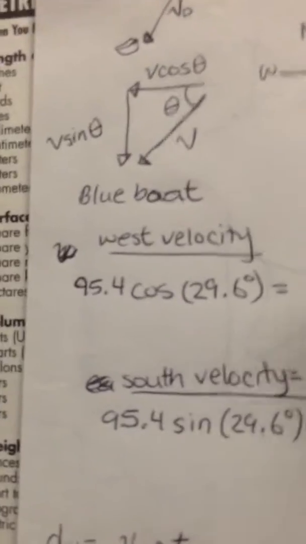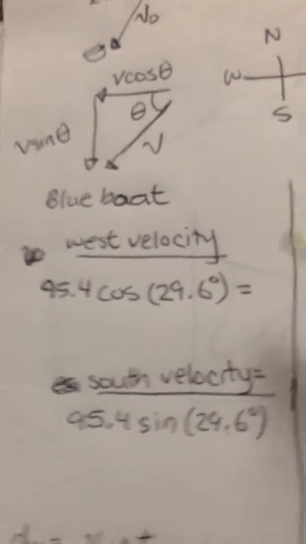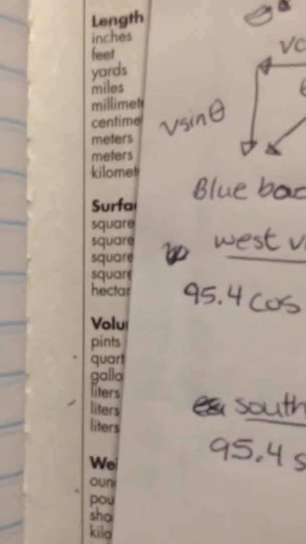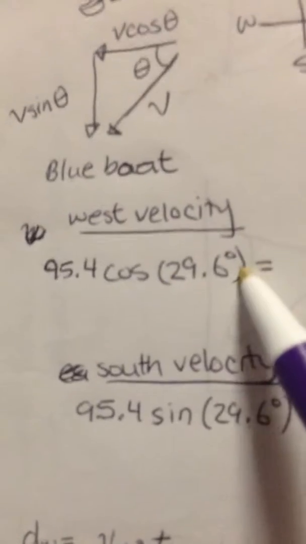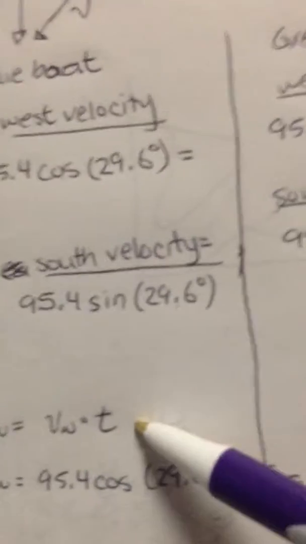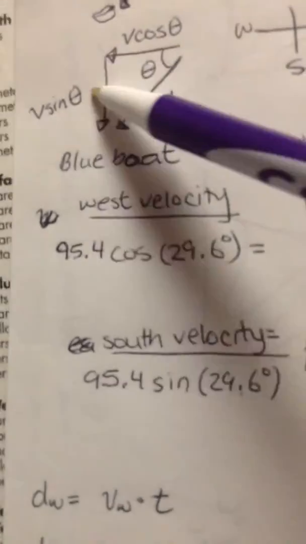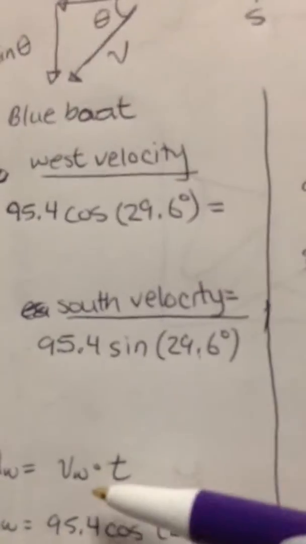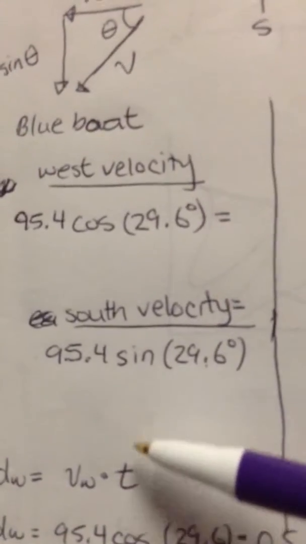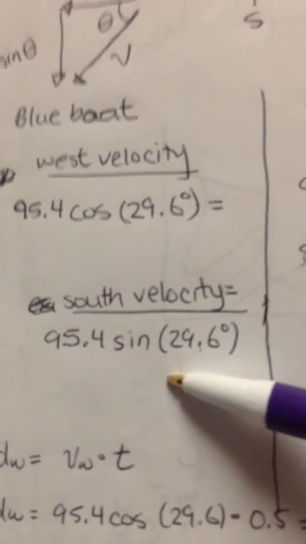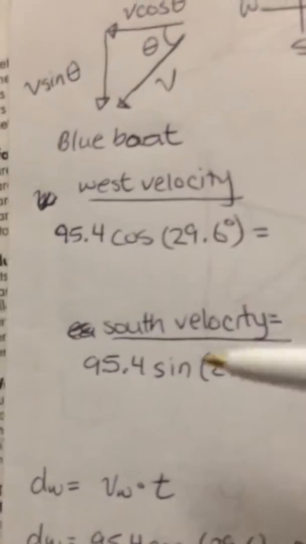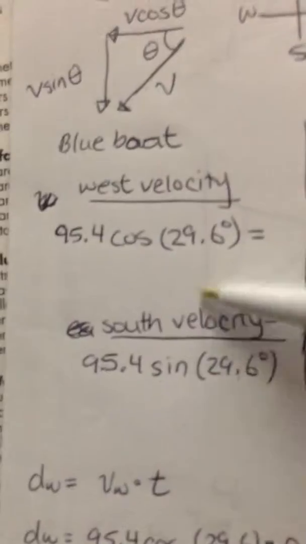Now let's just talk about the blue boat. The blue boat's west velocity, as in the x direction velocity, is the initial velocity times the cosine of theta. So in this case, it's going to be 95.4 times cosine of 29.6. In the south direction, as I said earlier, it's velocity times sine theta, so it's 95.4 times sine of 29.6. Just put this in your calculator, make sure it's in degrees, and you'll get the answer for both of them.